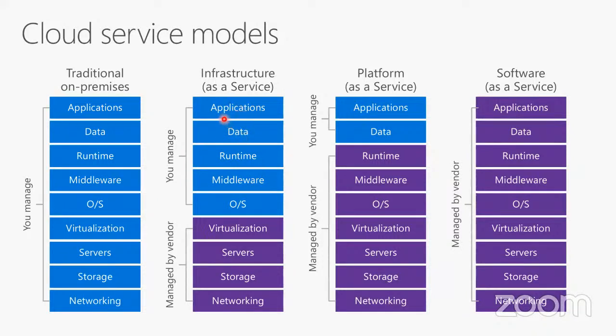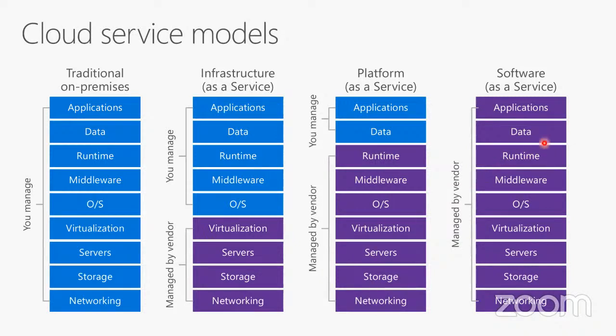But when we move our application to platform as a service, then we deal with application and data only. Everything else is managed by the vendor. Networking to runtime is managed by the vendor. So whenever we deal with an application, we need to know what type of infrastructure is required.